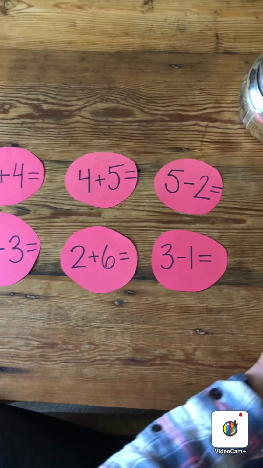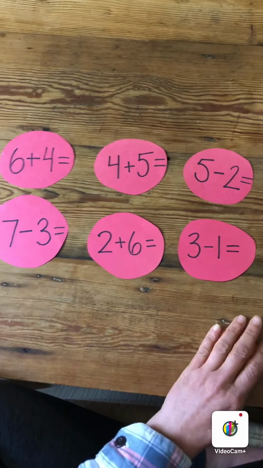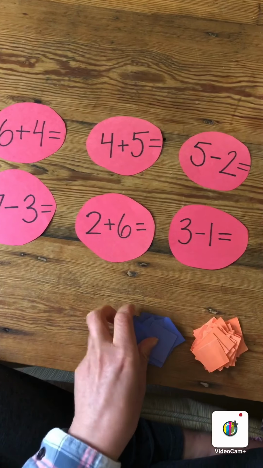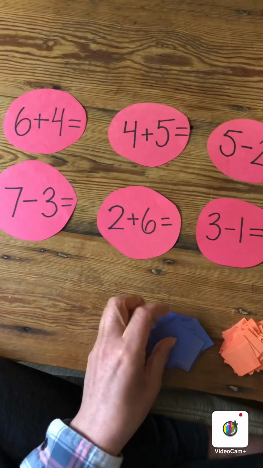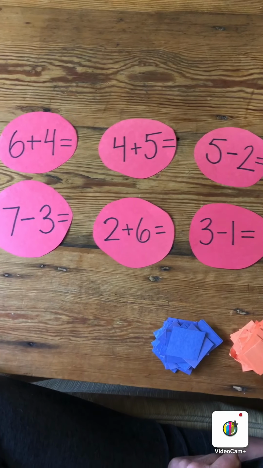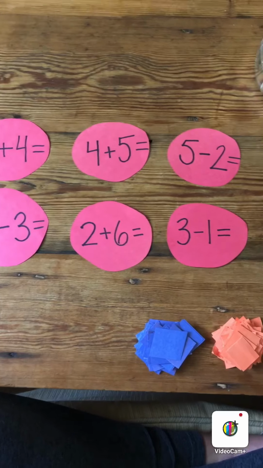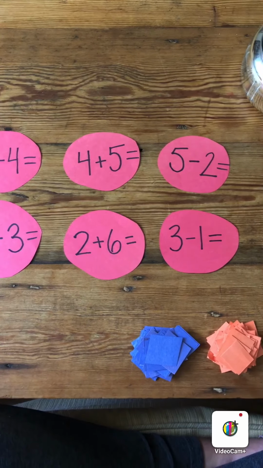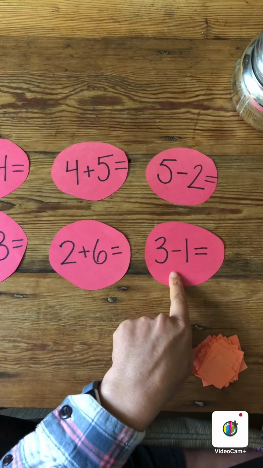I also have counters here. These are the counters that I made out of paper, but you can use whatever kind of counters you want. But that's going to help me if I want to use them to solve the problem. Okay, so I need to guess which apple it is behind. I'm going to guess it's behind this apple.